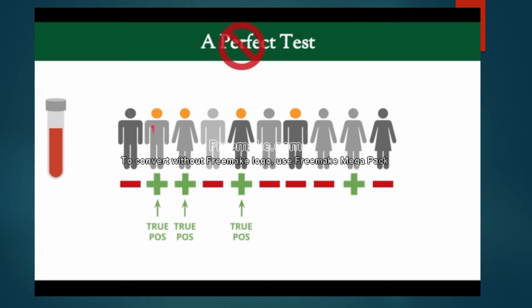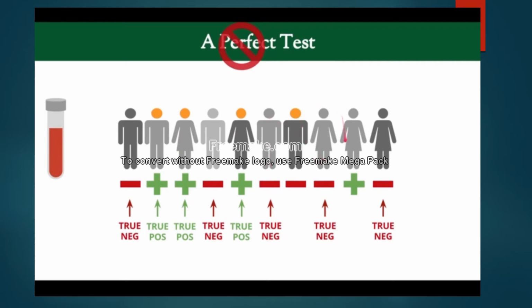When you have a patient who has the disease and the test is positive, this positive is called a true positive, because the patient actually does have the disease. And when a test is negative and the patient doesn't have the disease, that negative is a true negative, because the patient truly does not have the disease.